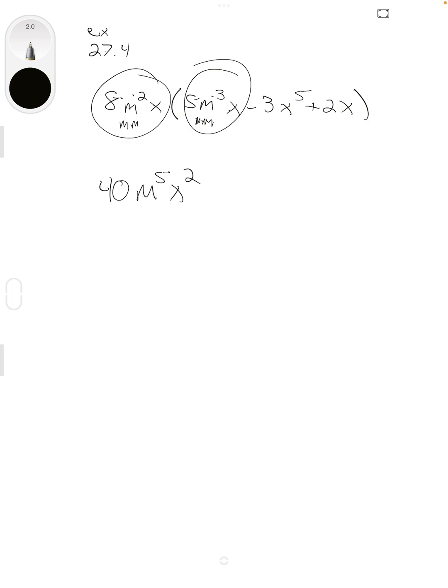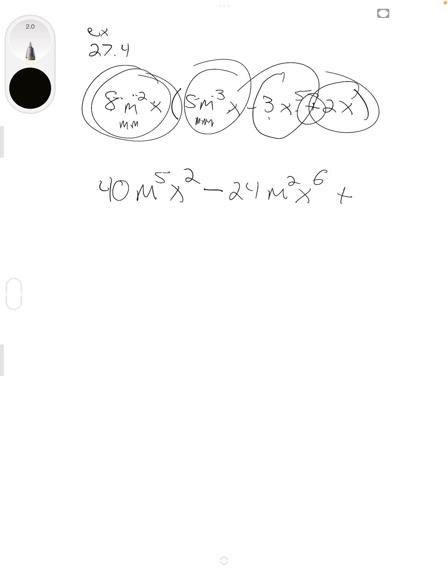Minus, so whatever that symbol is, that's what you use, minus this times this. 8 times 3 is 24. M squared, there are no m's, so I just leave it m squared. X times x to the fifth is x to the sixth. Plus, because it's a plus, this times this. 8 times 2 is 16. M squared times that is m squared. X times that is x squared. The answer. That's it. That's all there is to it.